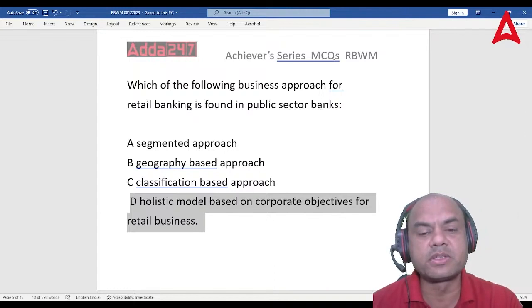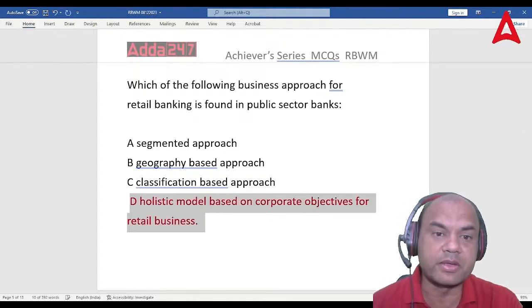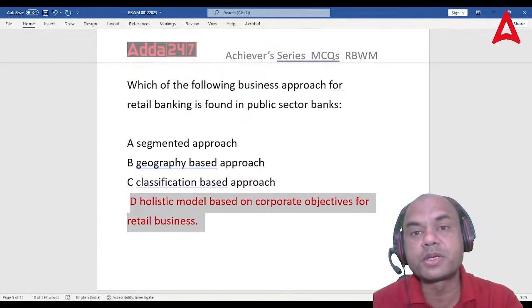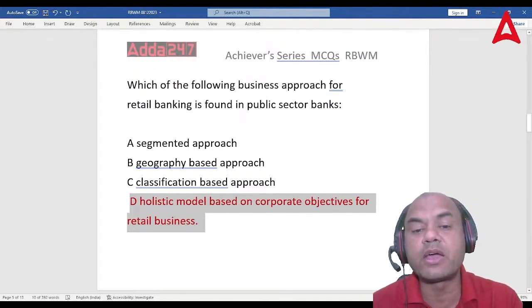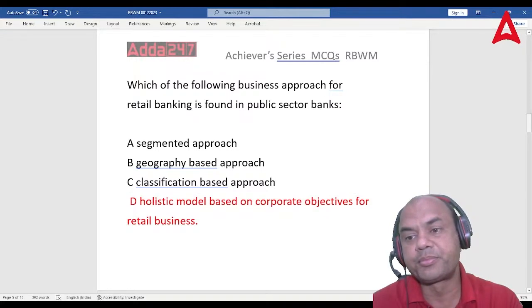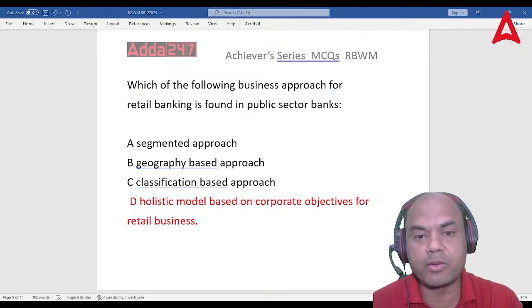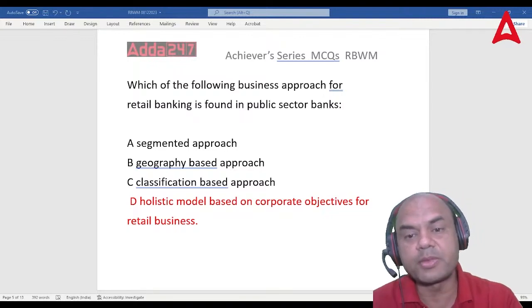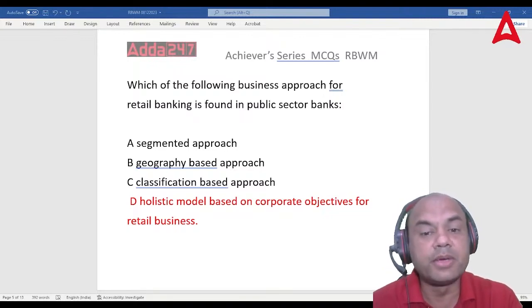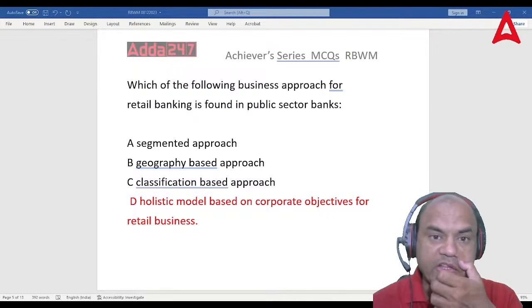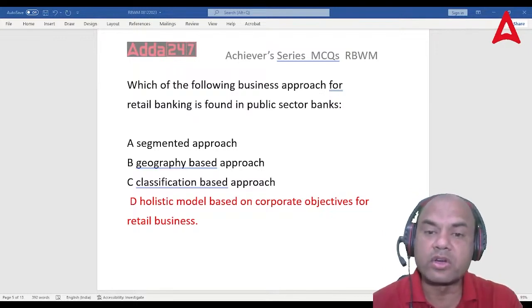Holistic model based on the corporate objectives for retail business. So corporate objectives are important. What are corporate objectives? Corporate objectives means where I want my bank to be in coming years. What should be my net profit? That is my corporate objective. Based on that, I'll change my classification. I change my geography based.